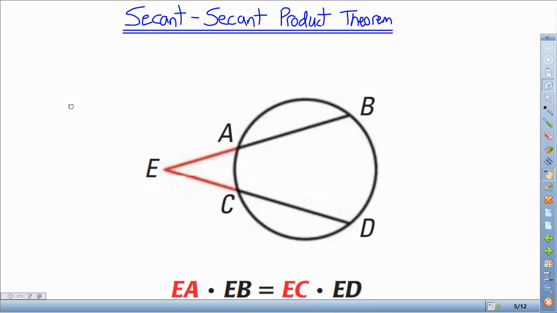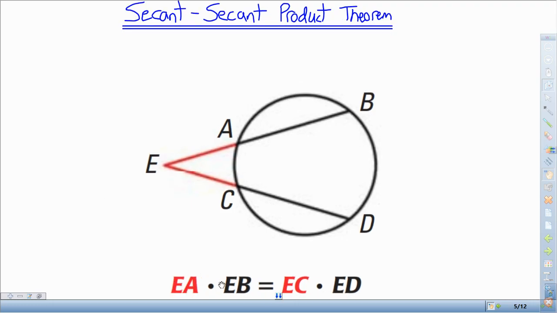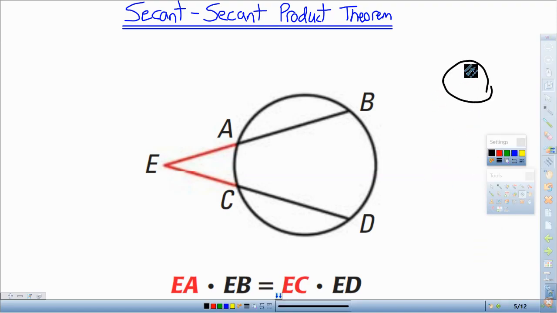This one is called the secant-secant product theorem. Go ahead and get this slide here, get this formula down. It's a really important one. First thing, secant. We haven't actually seen what a secant line is. If I were to just draw a circle, a secant line is a line that goes through a circle. It's not just ending on the edges, it's going through it. That's basically what's going on right here. These lines are going through. That's all secant means.